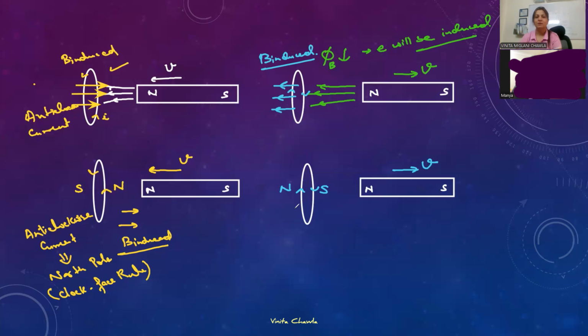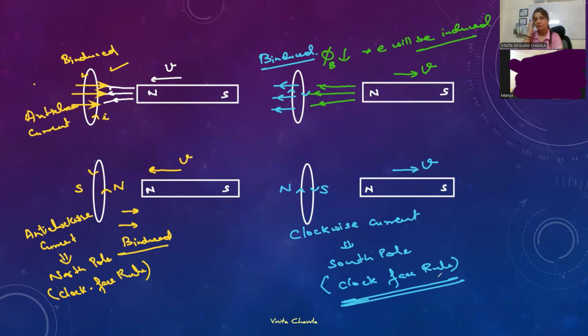Yes. Again, because the current is flowing clockwise in this, clockwise current implies south pole. Which rule are we using here? Clock face rule. Yes, we're using the clock face rule here. Is this clear?